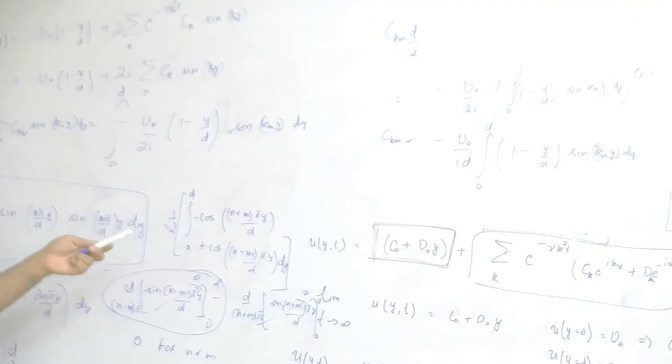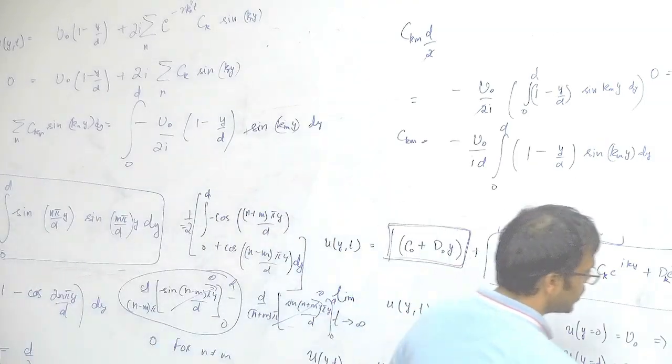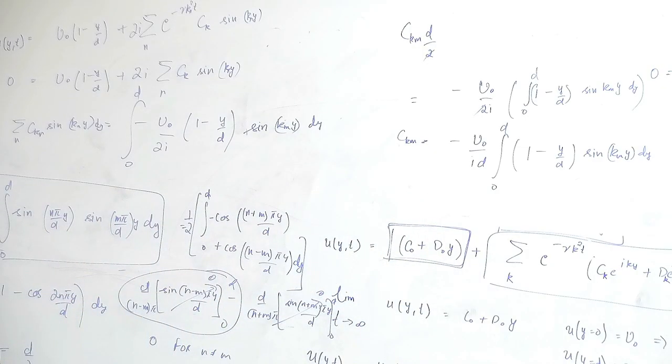So ckm is minus u naught by I d, and this finishes our solution. Basically, this gives us the solution of the problem that we were looking at.